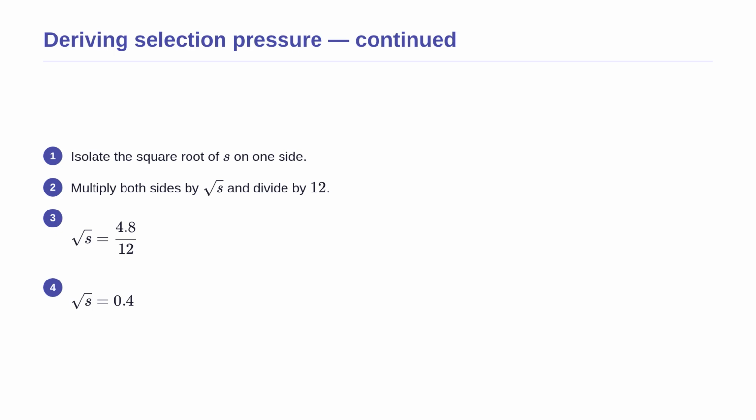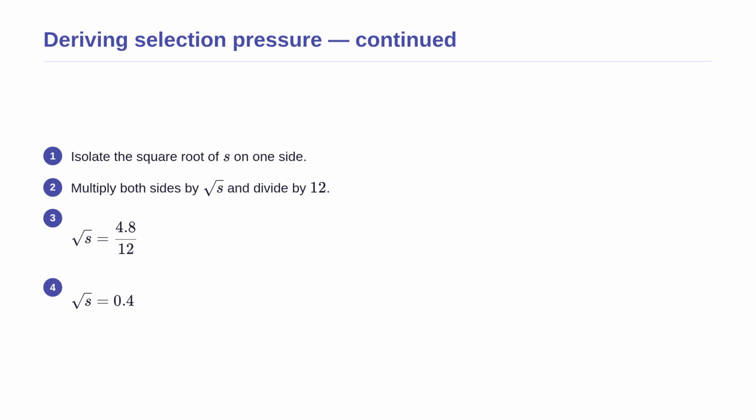Continuing with our derivation, our goal is to isolate the unknown variable, the selection coefficient S. To do this, we need to get the square root of S out of the denominator. We multiply both sides of the equation by the square root of S, and then we divide both sides by 12. This algebraic rearrangement sets up the equation so that the square root of S is equal to 4.8 divided by 12. When we perform this straightforward division, we get a value of 0.4.